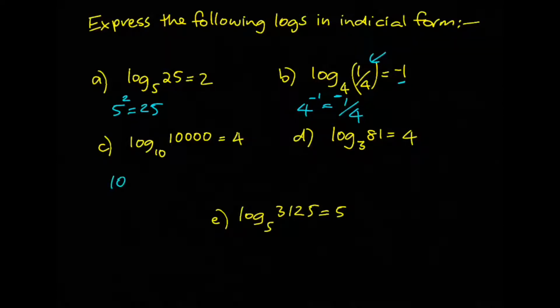Over here it's 10 to the 4 equals 10,000. And this one, it is 3 to the 4 equals 81. Then 5 to the 5 equals 3,125. So that's all just straightforward. All we've done is rearranged it from log form to indicial form.